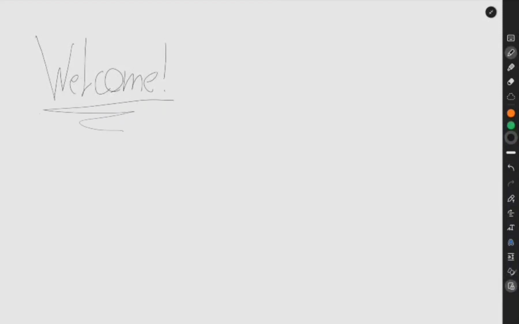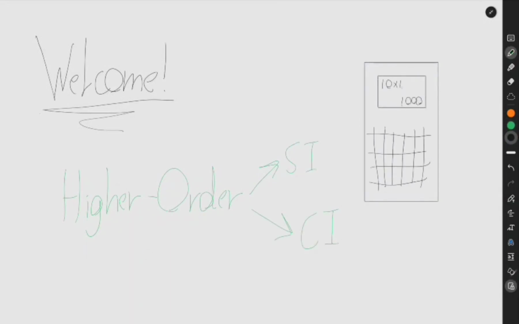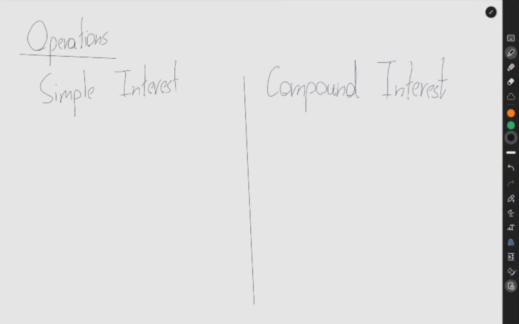Welcome. Today we'll be going through some higher order questions pertaining to simple and compound interest. Do note that you'll need to bring a calculator. Firstly, let's make the distinction between the operations you'll need to know between simple and compound interest.